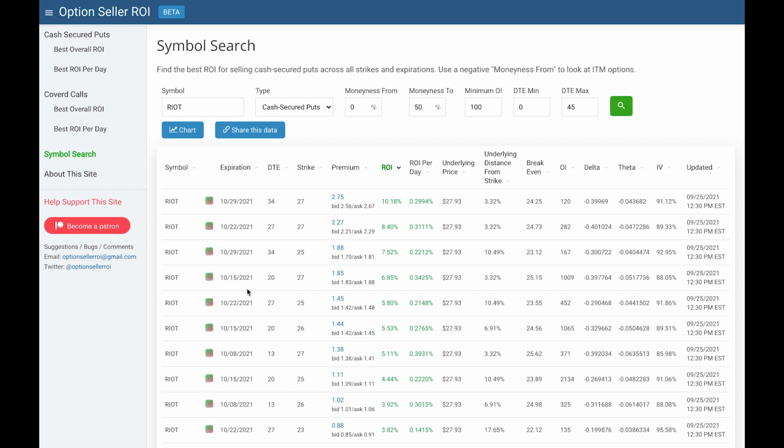So again, I really enjoy this site. This is definitely going to be one of my go-to sites when I look for stocks to sell the wheel on.